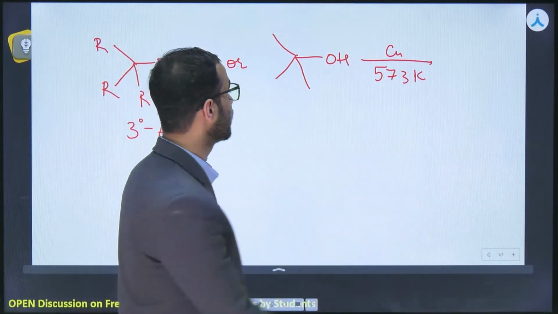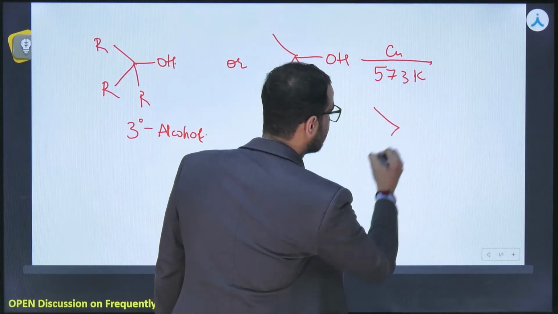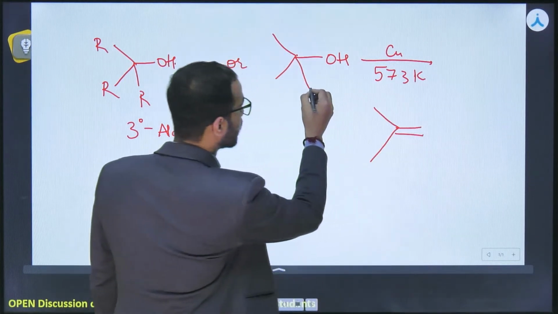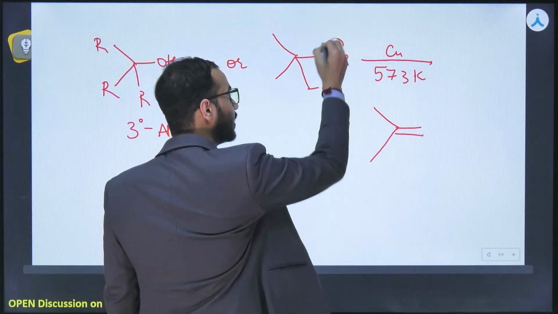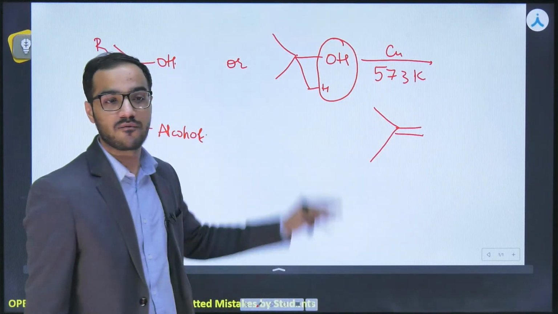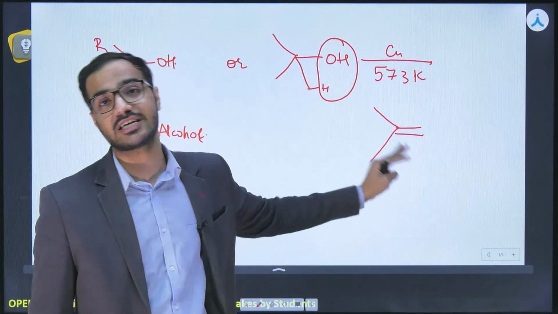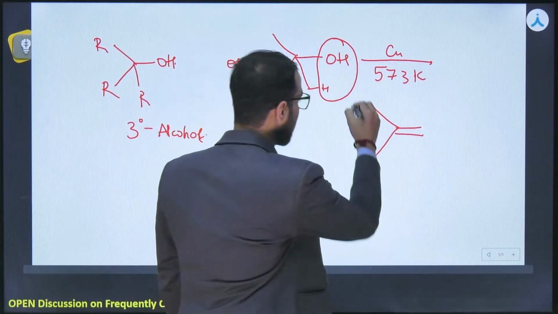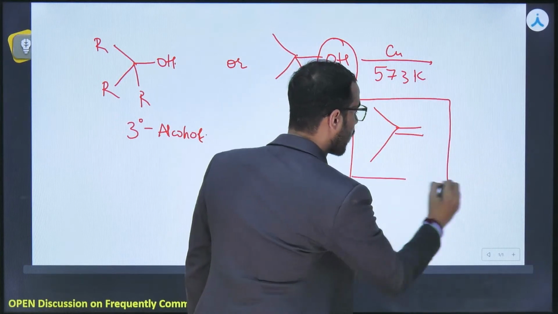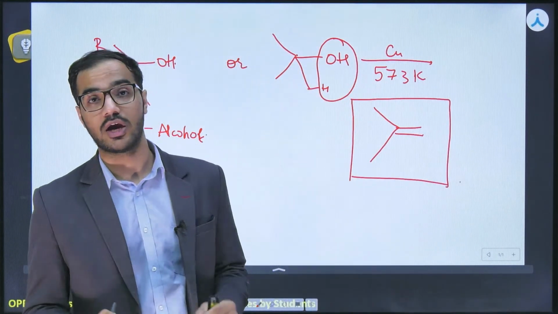And what will you get? You will get an alkene. One hydrogen will move from it, and the removal of water will take place from here, and you will get alkene as a major product. This is the major product, and this is the most important part that you guys have lagged behind.